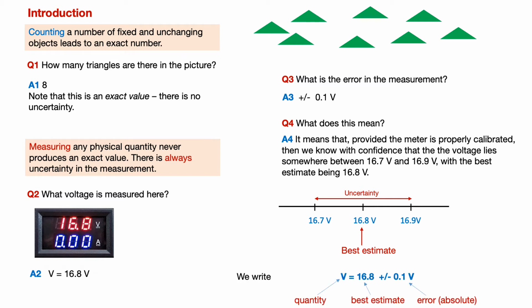So we say the voltage read is 16.8 plus or minus 0.1 volts. V, of course, is the quantity we're measuring, in this case voltage. 16.8 is the best estimate, and the plus or minus 0.1 volts is the error in our reading. An error refers to the uncertainty in an individual reading, and in this case, it's an absolute error.